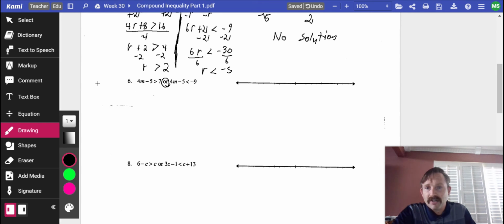All right, well, let's simplify this. We have 4m minus 5 is bigger than 7. What's the opposite of minus 5? All right, I'm going to add 5 to both sides. I get 12 is less than 4m. Now, I'm going to skip a step, and I want you to tell me, what did I do?